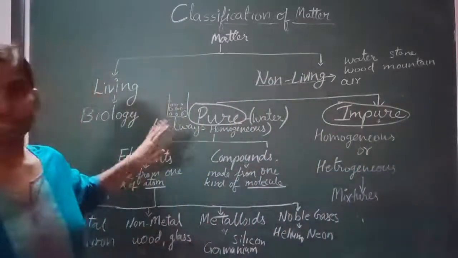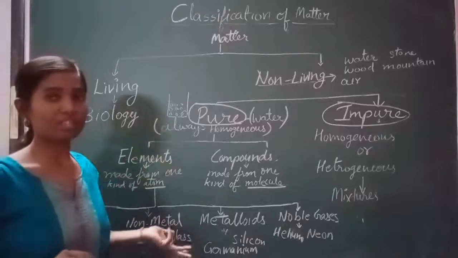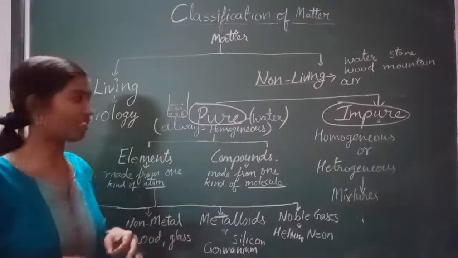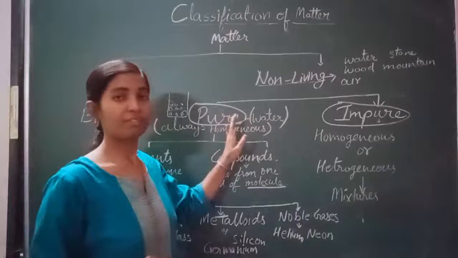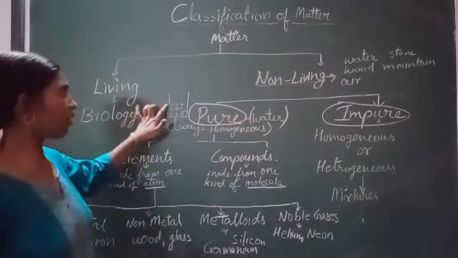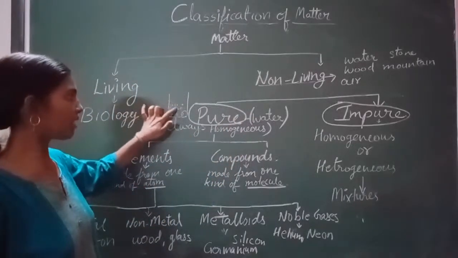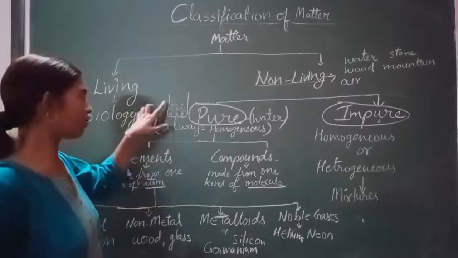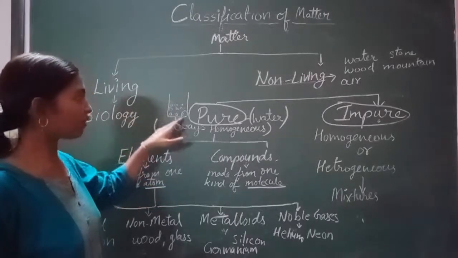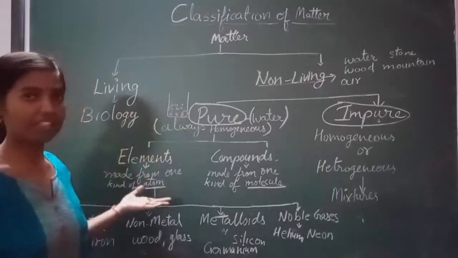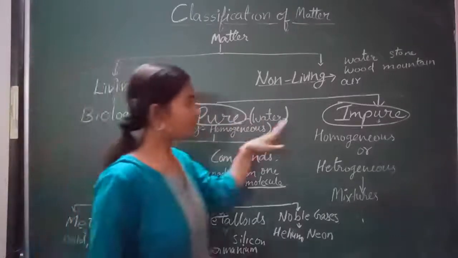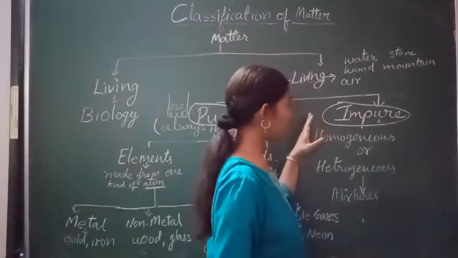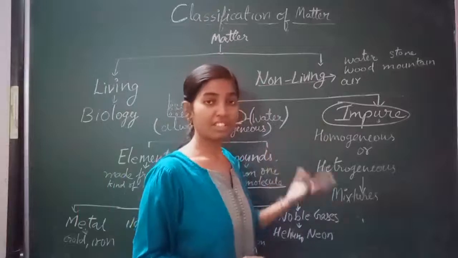Pure things are those in which nothing extra is mixed, only that same thing is present. For example, water. If I take water, in water all the molecules of H2O are present. Either I take water from the top or I take water from the bottom, I will get the same formula. The impure things are those things which are not having same formula.